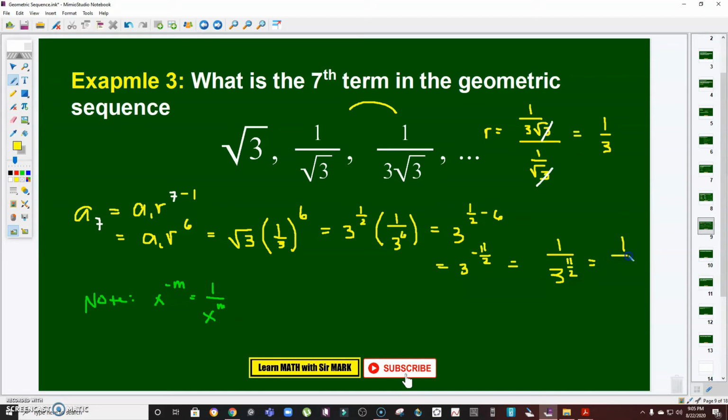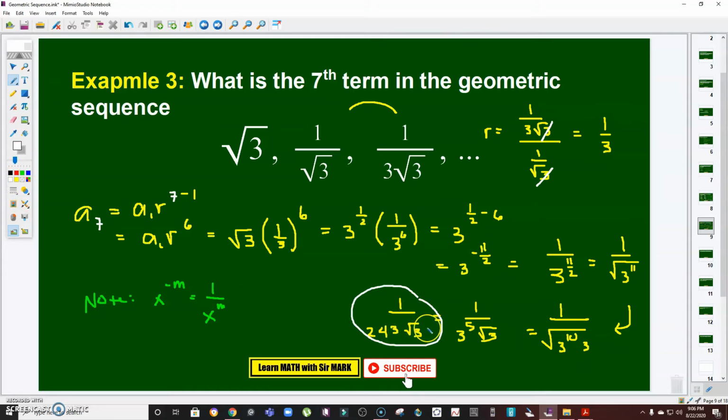Or 1 over square root of 3 raised to 11. And we already know how to simplify this. Tama? Take note. Dito ko na lang sulat. That's 1 over square root of 3 to the 10th times 3. Diba? So, that is 10 over 2. Since 2 yung index ko dyan, that would be 5. So, therefore, this one is 1 over 3 to the 5th square root of 3. And again, alam natin, ang 3 to the 5th is 243. There you go. Therefore, once again, ang 7th term natin is 1 over 243 square root of 3.